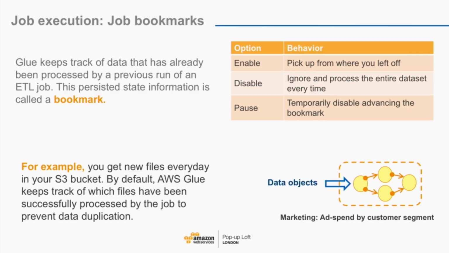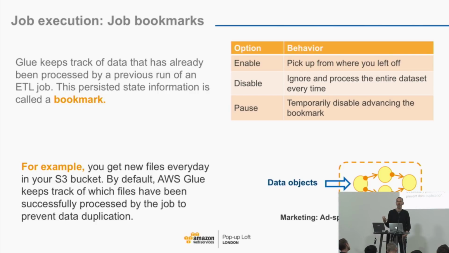You can enable bookmarks, you can disable them, and you can pause them. So if you've got an enabled bookmark, but a job fails, you may want to pause the bookmark so that you can rerun the job over the data that previously has failed. Maybe you modify that source data, then rerun the job, and then you can re-enable the bookmark. And every time we execute after that, we'll only be making forward progress.